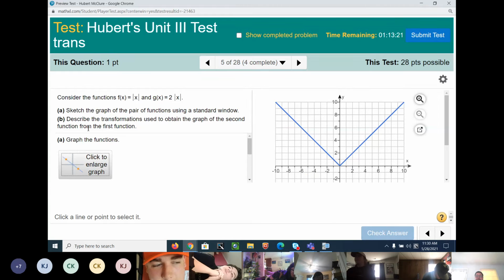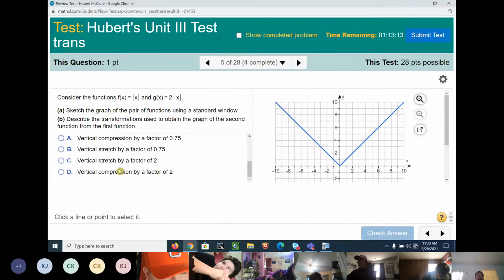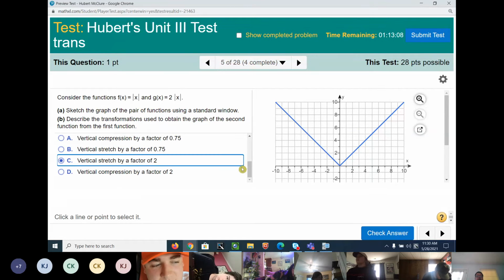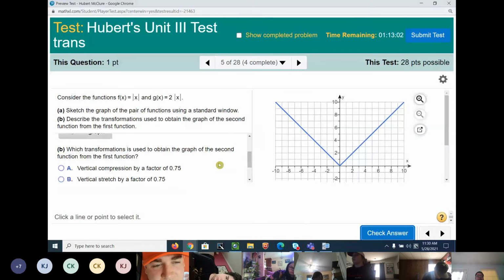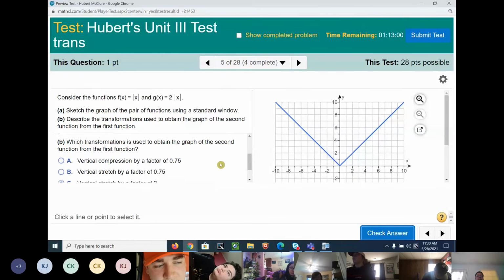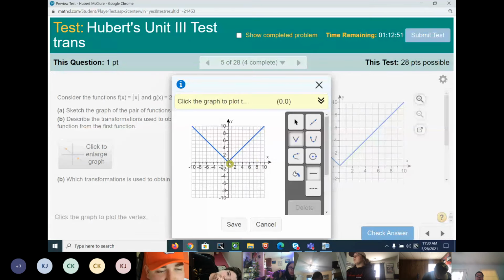Now I'm going to graph, that's that one. Now I'm going to graph B. B is vertical stretch by a factor of 2. Okay, did I not put it in correct? Well, they want me to graph both of them. I guess they want me to graph both of them. So it's going to be something like that, but I don't know how I'm supposed to.